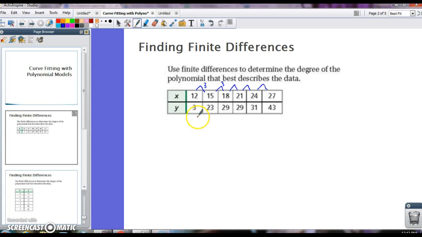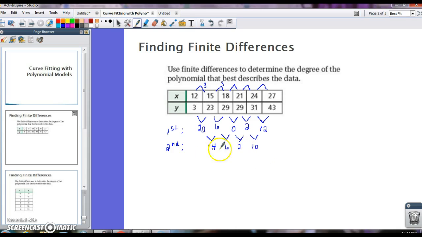So if we go ahead and take this first difference, we'll have 20 here, and then we have 6, and then we have 0, and then we have 2, and then we have 12. So that's our first difference. Our second difference would be 14, and then 6, and then 2, and then 10.